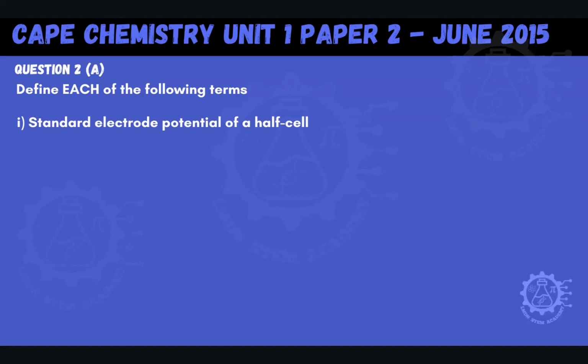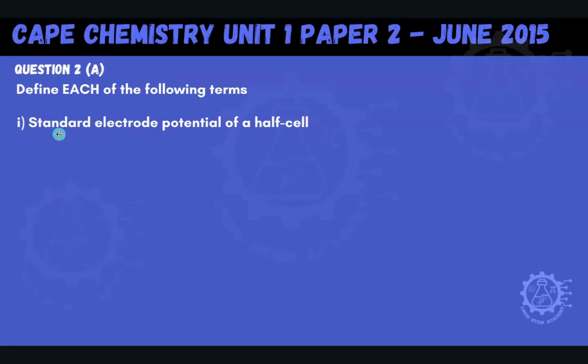In this video, we will be working through the June 2015 Unit 1 Paper 2, and we'll be working on question 2, which was a question based on redox equilibria. So first, we have to define each of the following terms.